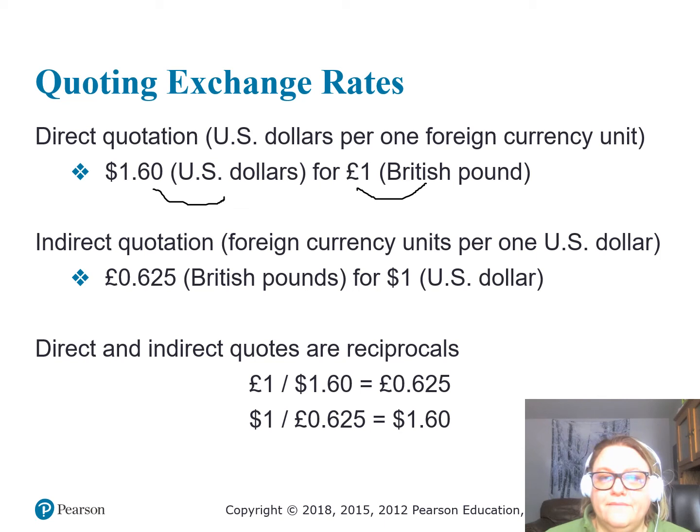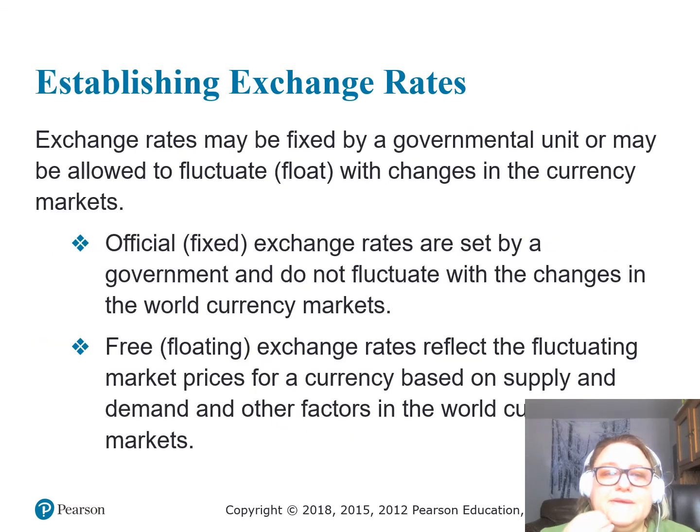Usually, if you buy something on Amazon, it's pretty close in price. Sometimes it's a little more expensive. If you buy something overseas, I've done it before. Okay, so the next thing is establishing your exchange rate. It can be fixed by a government unit, or it can be floating, meaning the exchange rate changes with changes in currency markets.